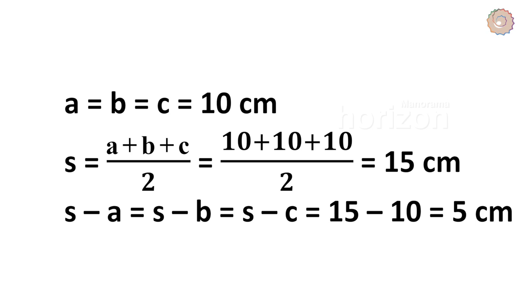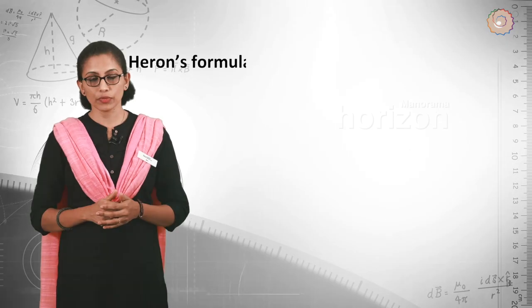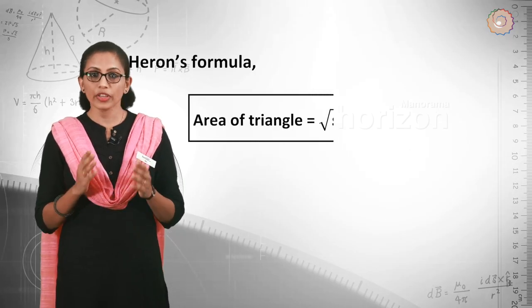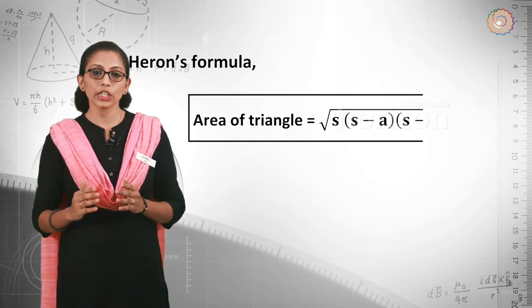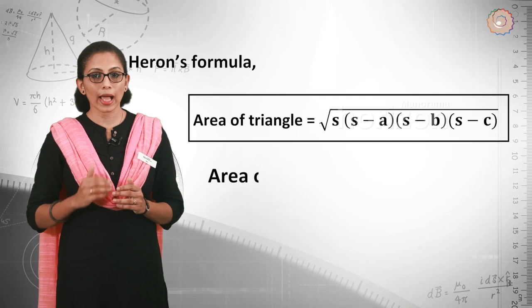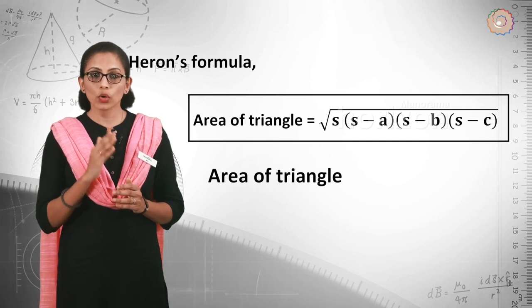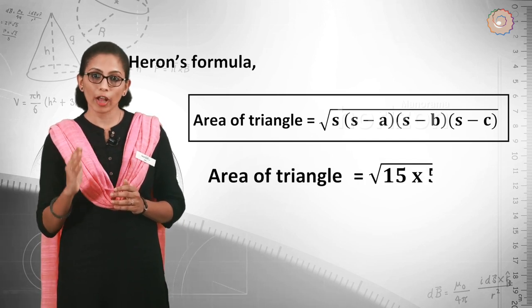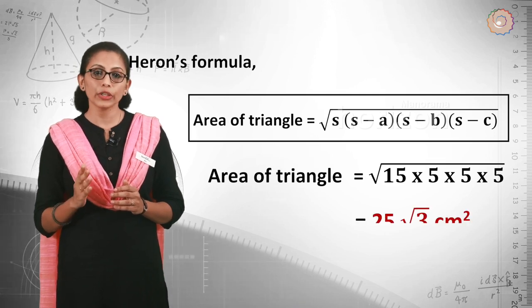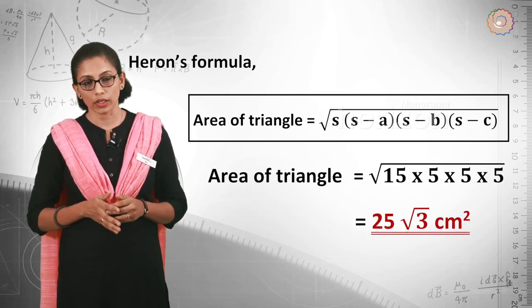Now next step, apply the values in Heron's formula. We know the area of the triangle is equal to the square root of S into (S minus A) into (S minus B) into (S minus C). Now substituting the values in the equation, we get the square root of 15 into 5 into 5 into 5, and we get the answer as 25 root 3 centimeter square.